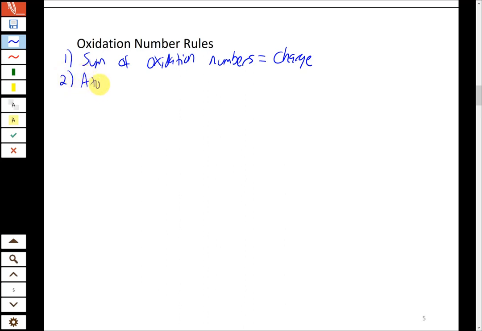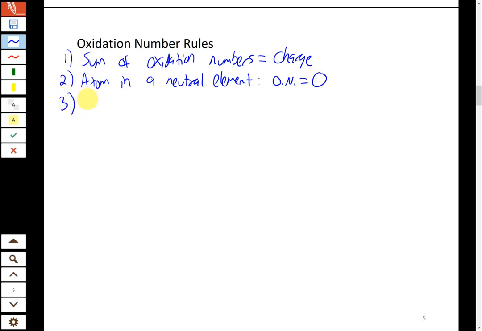The first is that if you have an atom in a neutral element, so Na by itself, or N2, dinitrogen, if it's a neutral element, no charge, and just one type of element in the formula, the oxidation number for all those is 0. And that's the only time the oxidation number is 0 for our purposes. So elements have 0 oxidation number. But for everything else that's not an element, either an ion or a compound, you're going to have non-zero oxidation numbers. So let's learn how to assign some of those.